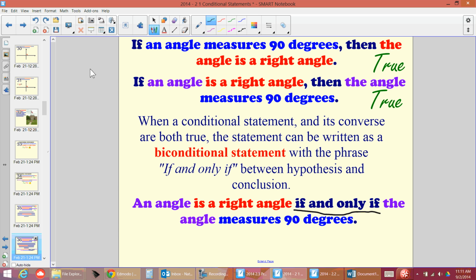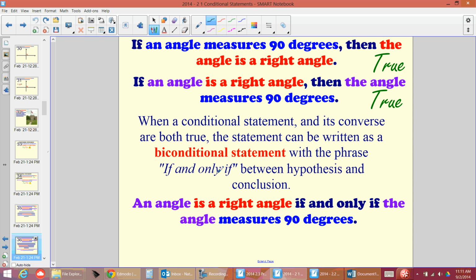And when I think about the word bi, I think of a bicycle. The wheel on a bicycle can go forward or it can go backward. It can go both ways. And this statement can go forward like this: if an angle measures 90 degrees, then the angle is a right angle. Or it can go backwards: if an angle is a right angle, then the angle measures 90 degrees. So since it can go both ways, we call it a biconditional statement.